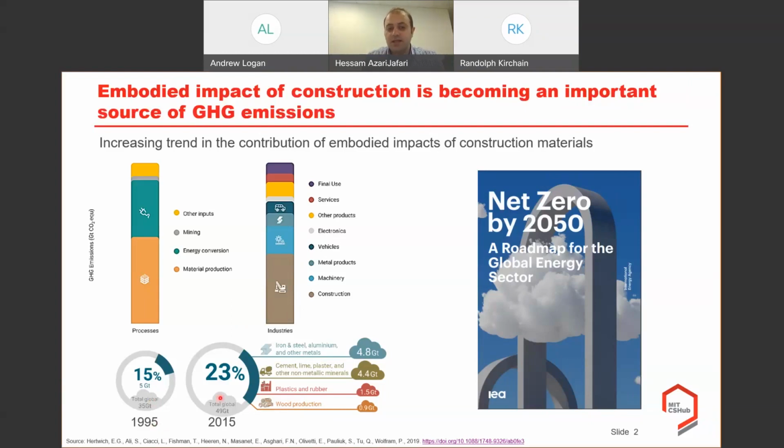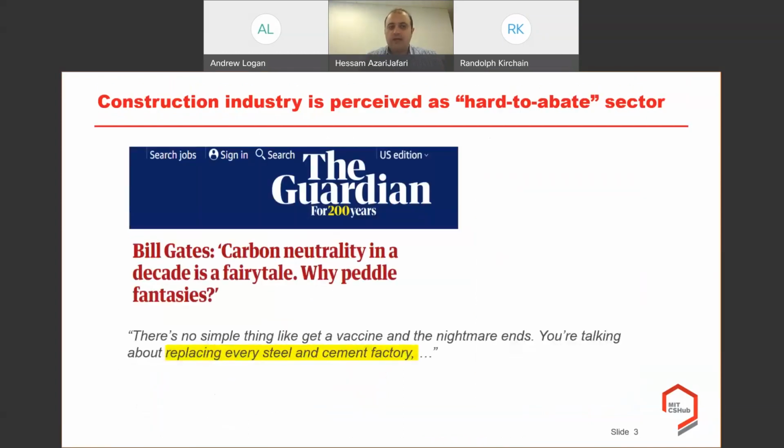of the total GHG emissions from the materials. And in light of different strategies and proposals to achieve net zero operational impact for different infrastructure systems such as buildings and pavements, we expect that the role of materials in the total GHG emissions is going to be more important. And when we talk with different people about different strategies to decarbonize the construction industry, we see that the construction industry is generally perceived as a hard-to-abate sector.